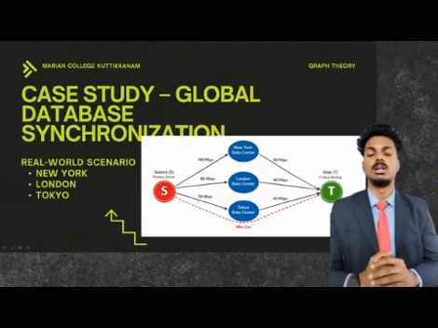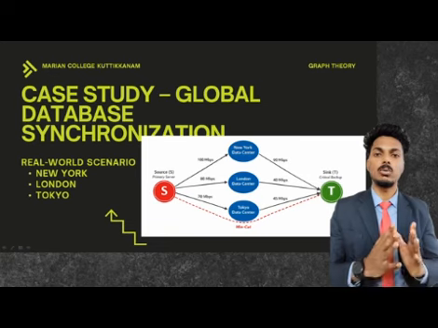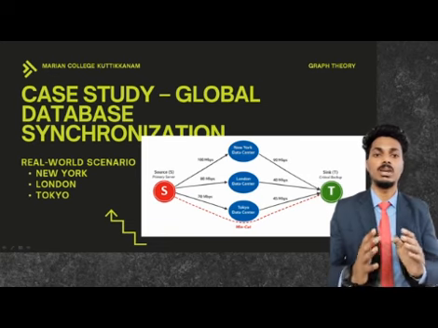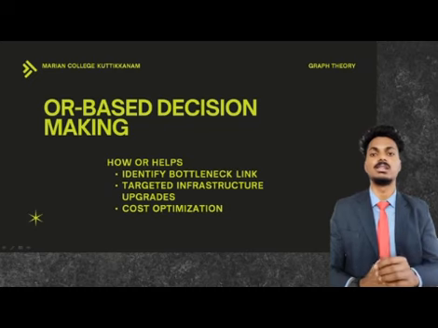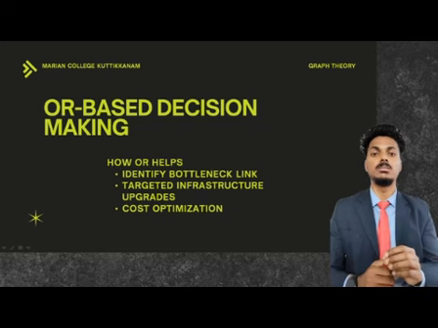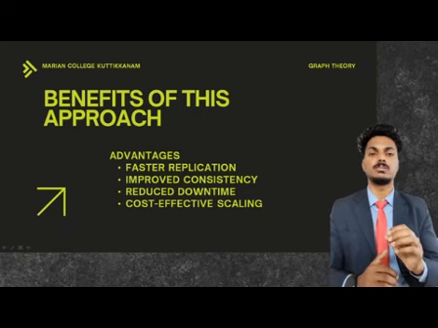Here in the above example, consider a multinational company with data centers in New York, London, and Tokyo. When a transaction occurs in New York, it must reach London and Tokyo quickly to maintain consistency. By running the maximum flow analysis, the company can identify which link limits the performance. Instead of upgrading the entire network, they only upgrade the minimum cut link to save cost and time. This operations research based approach ensures better system performance with minimal investment.